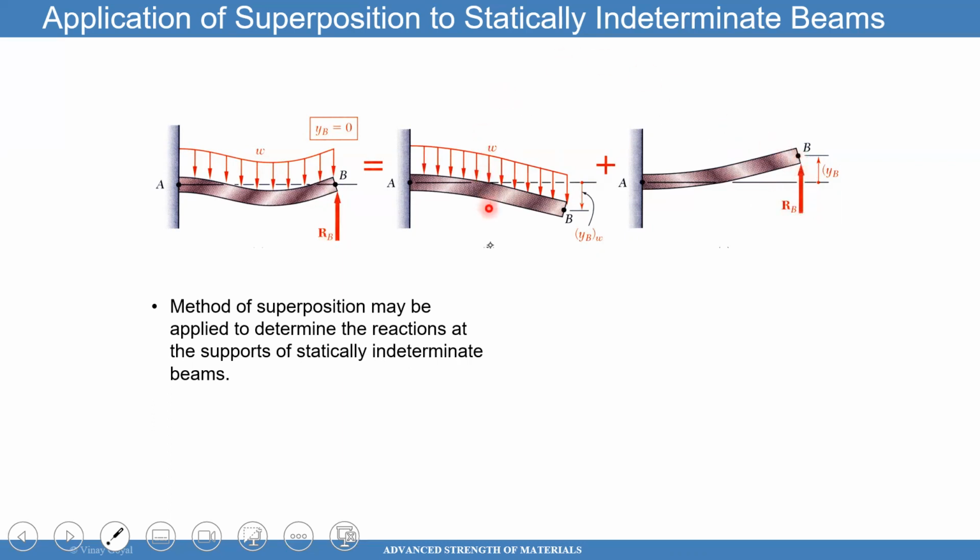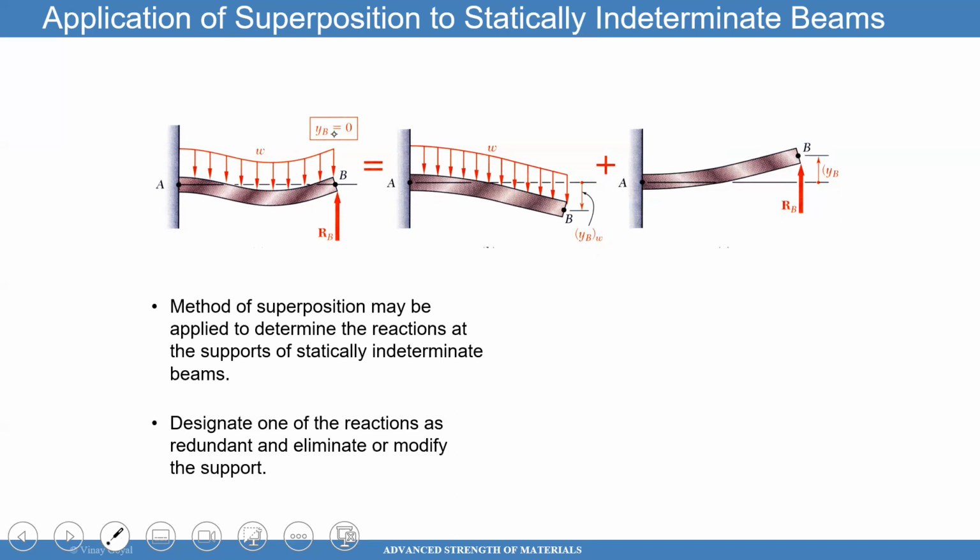Get the deflection curve for this one, get the deflection curve for this one, add them up, and make sure that at point B, you get 0 as the deflection. And when you do that, it allows you to solve for that reaction force in the indeterminate system. So there are many different ways to solve this kind of problem. I already did an indeterminate analysis earlier for you. I'm just showing you yet another way of doing it using this technique, superposition. Very powerful technique.